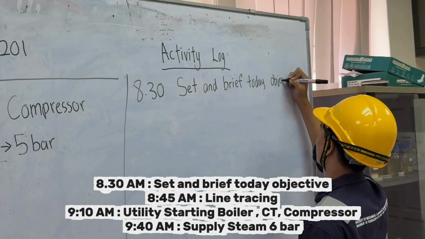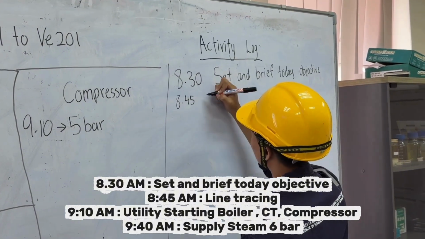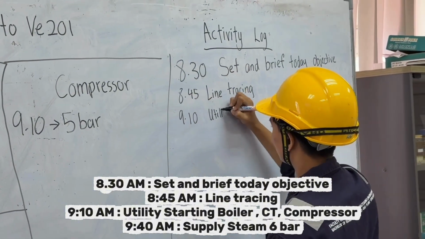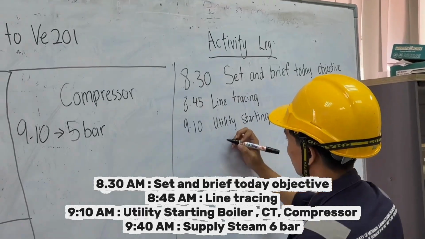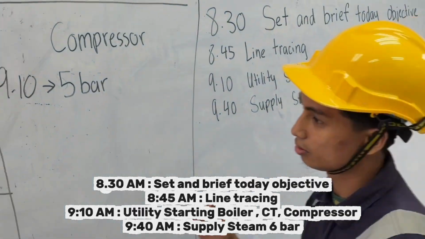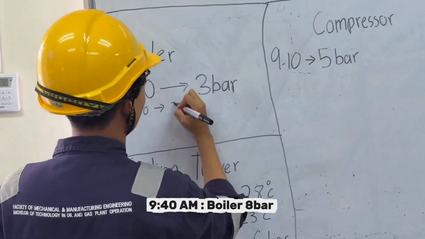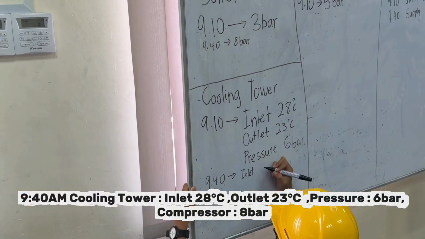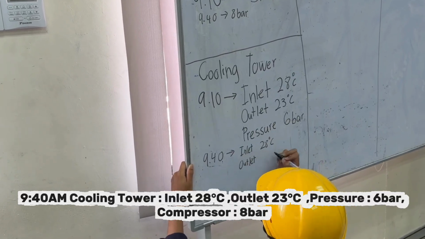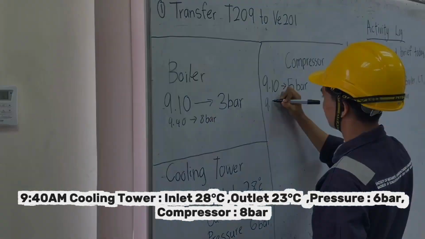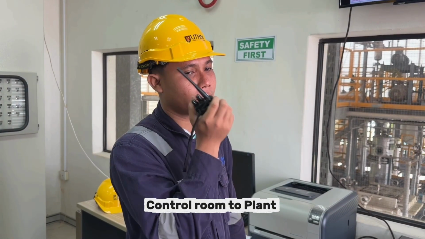8:30 AM, set and brief today's objective. 8:45 AM, line tracing. 9:10 AM, utility starting: boiler, CT, compressor. 9:40 AM, supply steam 6 bar. 9:40 AM, boiler 8 bar. 9:40 AM, cooling tower inlet 28 degrees Celsius, outlet 23 degrees Celsius, pressure 6 bar. Compressor 8 bar. Control room to plant.